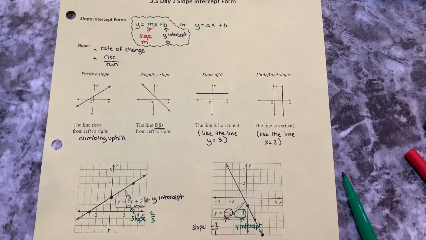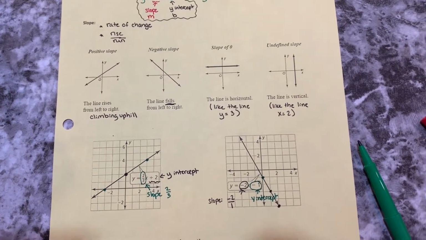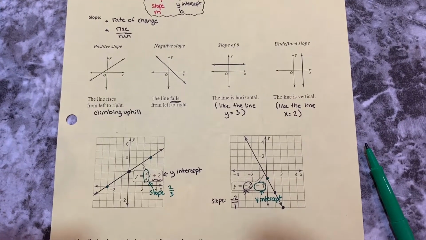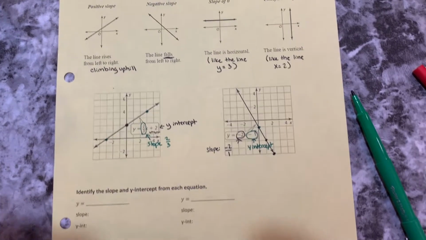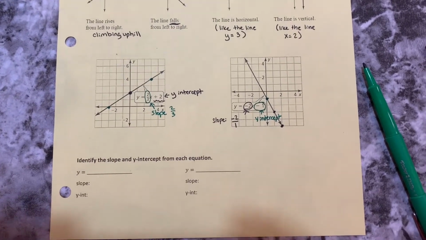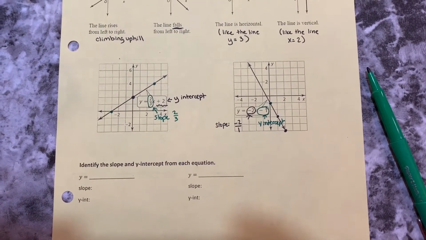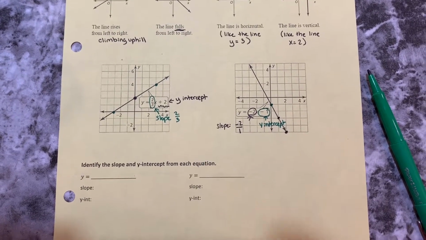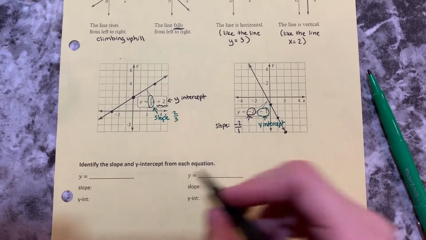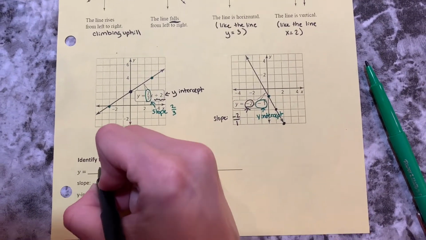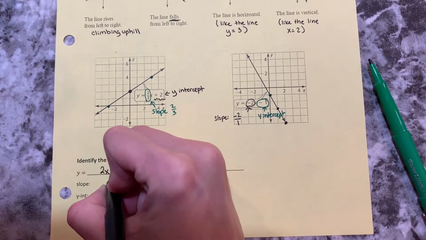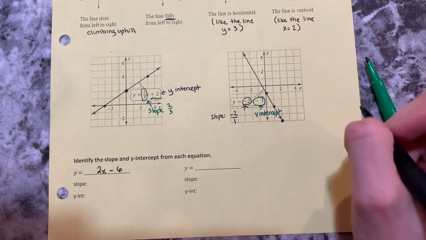All right, so let's do some work with identifying slope and y-intercept from equations. And then on the back side, we're actually going to graph some lines. So our first situation down here, we are going to identify the slope and the y-intercept from each equation. Our first equation, we're going to do y equals 2x minus 6.